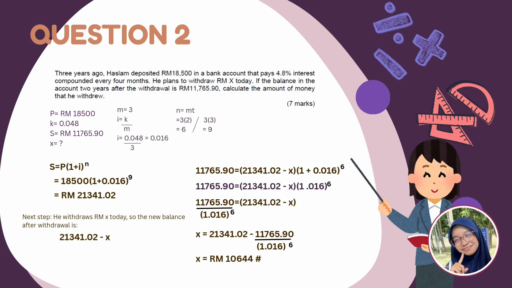Bring the X in front, equal to 21341.02 minus 11765.90 per 1.016 to the power of 6. So we're going to get the answer for X. The amount of money Haslam withdrew today is approximately 10644. Do you get it?